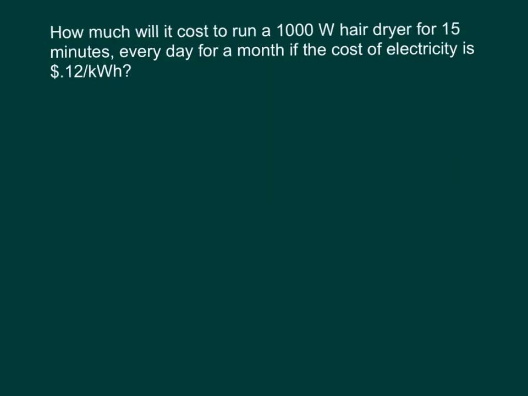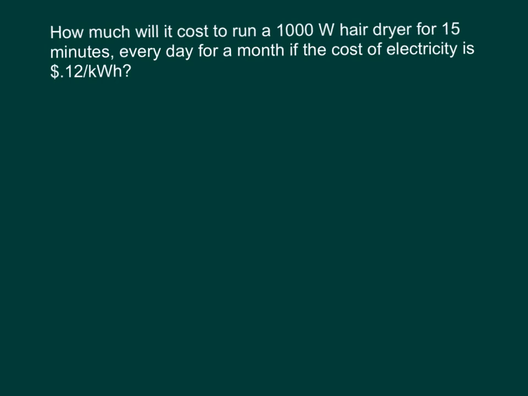Okay, here's one that's relevant for a lot of us. How much will it cost to run our 1,000-watt hair dryer for 15 minutes? It's about how long it takes to dry your hair every day. So if you washed your hair every day and blow dried it every day for a month, if the cost of electricity is 12 cents per kilowatt hour, and that's the approximate cost of electricity here. So we need to find out how many kilowatt hours we have.